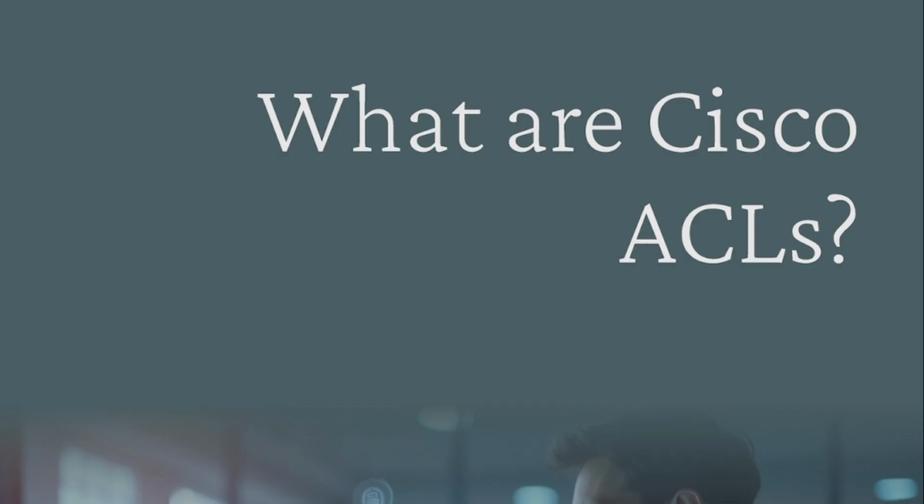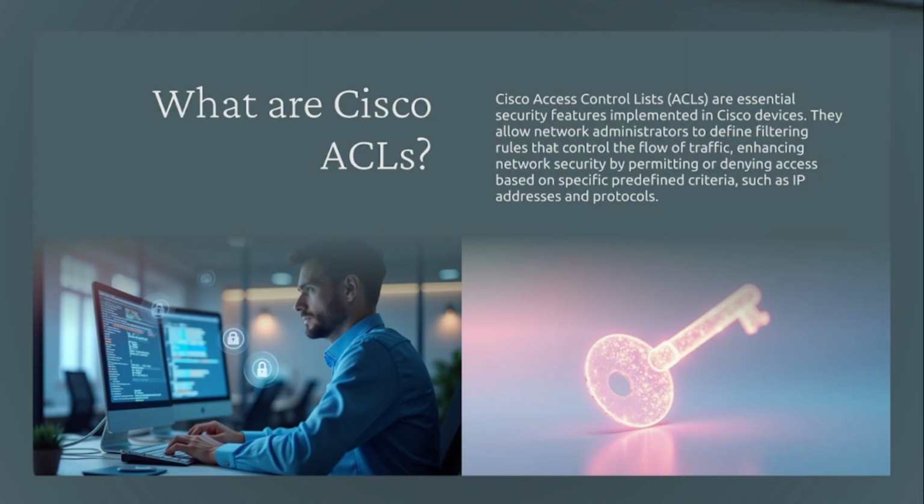Now, what are Cisco ACLs in depth? Cisco ACLs are essential security features implemented in Cisco devices, and they are CLI based. They do not have a GUI interface, so you have to write commands for setting up the ACL. They allow network administrators to define filtering rules that control the flow of traffic, and enhance network security by permitting or denying access.